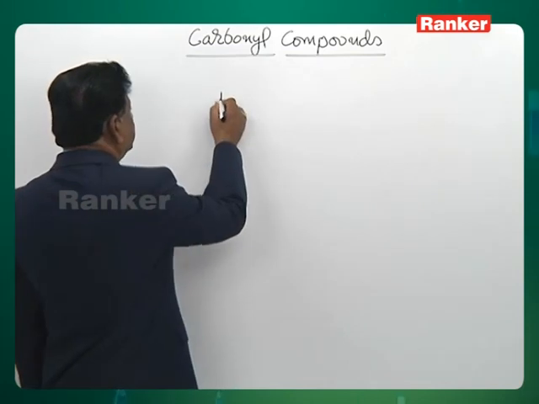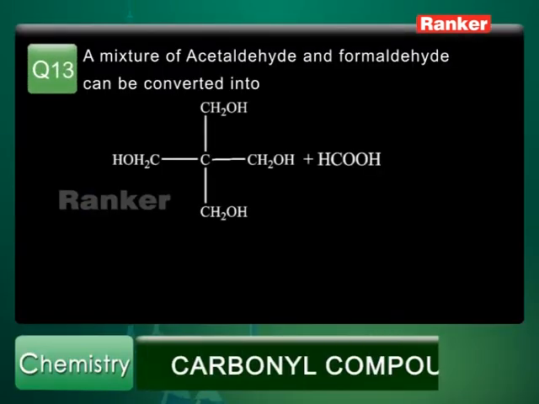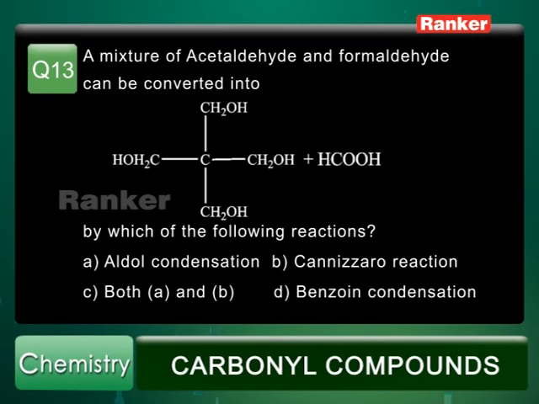So let's go for the next question, 13. The question is, a mixture of acetaldehyde and formaldehyde is converted into a specific compound plus formic acid by which of the following reactions? Option A is an aldol condensation, B is a Cannizzaro reaction, option C is both A and B, and D is the benzoin condensation.